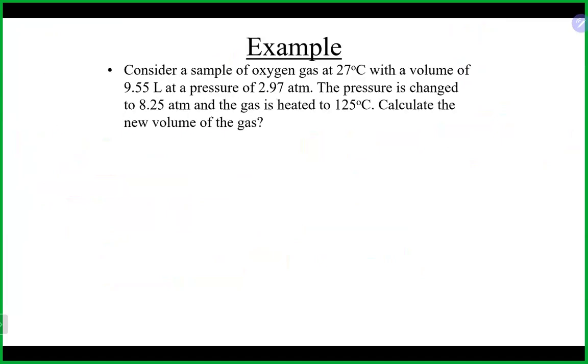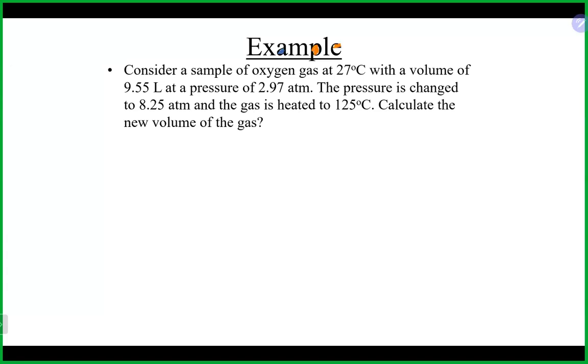Consider a sample of oxygen gas at 27 degrees, has a volume of 9.55 liters and a pressure of 2.97 atmospheres. The pressure is changed to 8.25 atmospheres and heated to 125 degrees Celsius. What is the new volume of the gas? So take a few moments there, see what you come up with.